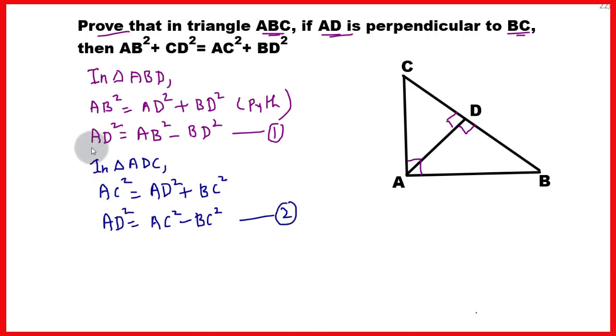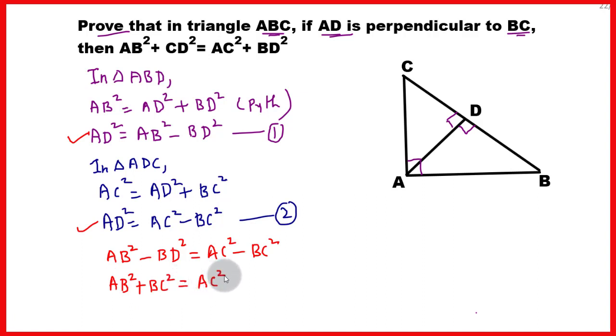Now friends, from 1 and 2, we see that AD square is equal to this, and AD square is equal to this. So these two sides must be equal, and therefore AB square minus BD square is equal to AC square minus BC square. Now take BC square to this side and BD square to other side. So it will be AB square plus BC square is equal to AC square plus BD square, and hence it is proved. This only we have to prove.